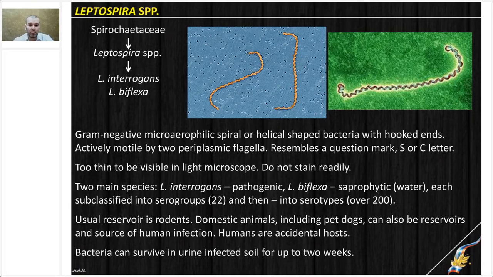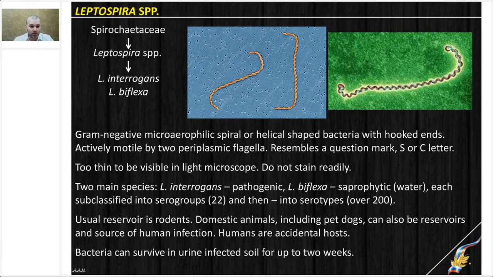mostly thinner than other bacteria, and common staining techniques are not applied for that microorganism. So the bacteria have a unique shape. One or both ends of the bacteria are hooked, and that hook can look in one or two different directions, and the bacteria can resemble a question mark or the English letters C or S.